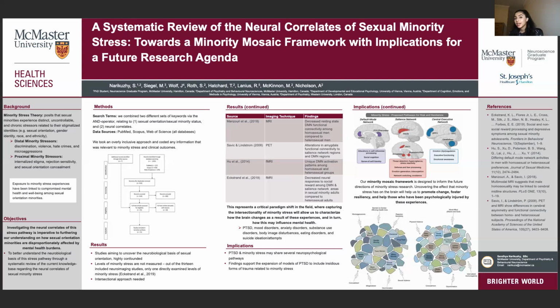Again, the main takeaway is that these results are pointing towards overlapping neuropsychological pathways seen in PTSD and minority stress. Our results support the expansion of PTSD models to include insidious forms of trauma related to minority stress. Now, we have included our minority mosaic framework, which is designed to inform future directions in the minority stress field. Uncovering the effect that minority stress has on the brain will help us to promote change, to foster resiliency, and to help those who have been psychologically injured by these experiences.